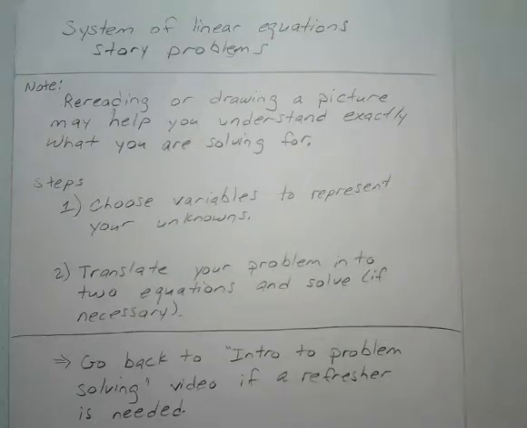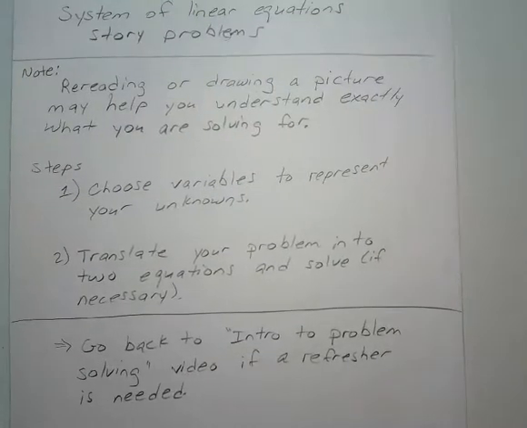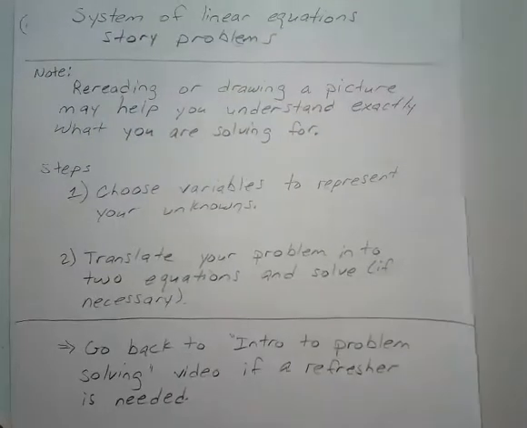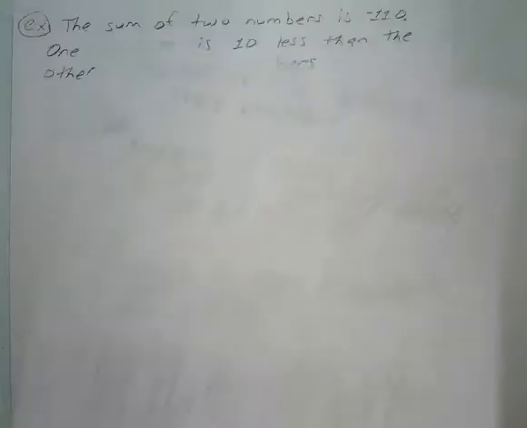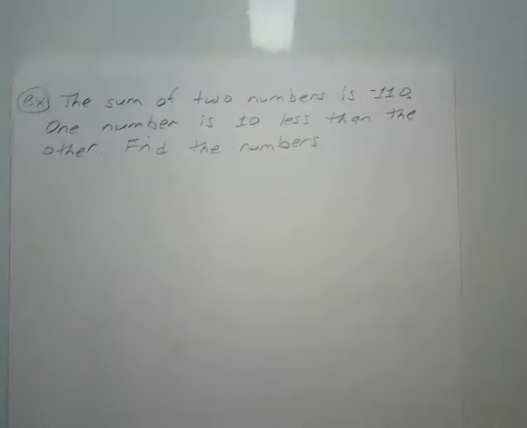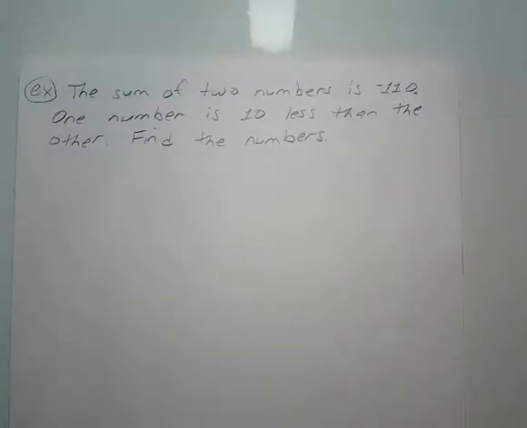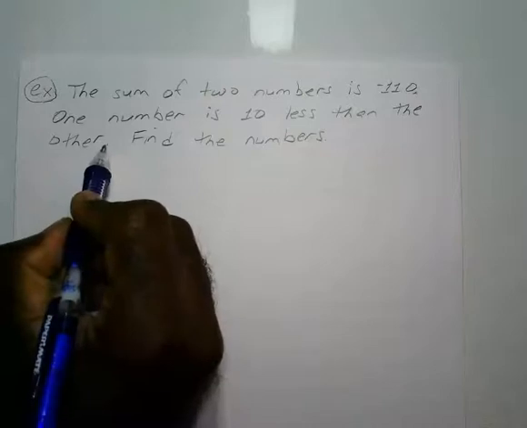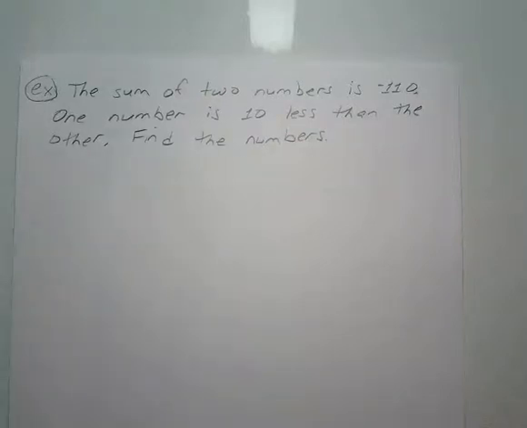Alright, let's go to our first example. The problem says the sum of two numbers is negative 110, and we also know that one number is 10 less than the other. They want us to find the numbers.